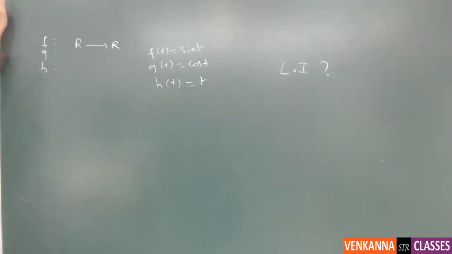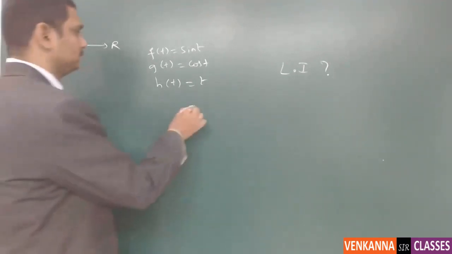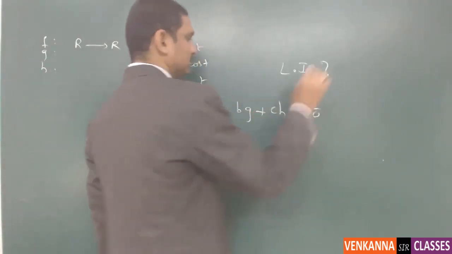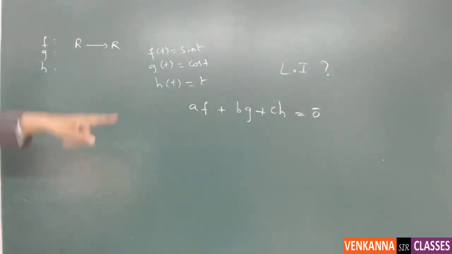Now let us write the linear combination first for our observation. There 0 bar indicates the 0 function. Please understand, it is not a 0 vector because you are dealing with functions, the result is a 0 function. Now if you are able to find some non-zero values for A, B, C, then it is dependent. If you are able to prove that A, B, C values are only 0, 0, 0, then it is independent. Now how to get the A, B, C values here? Any idea?